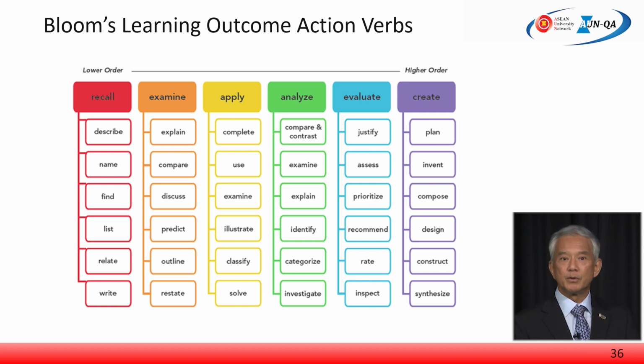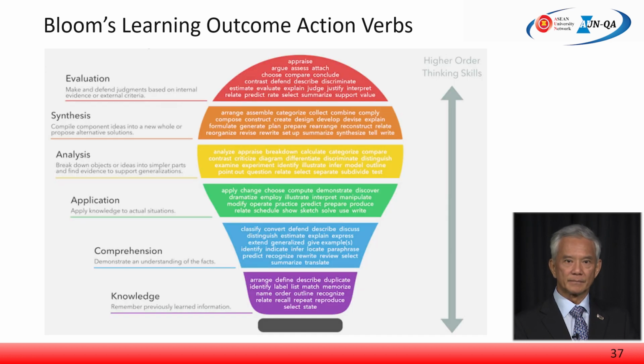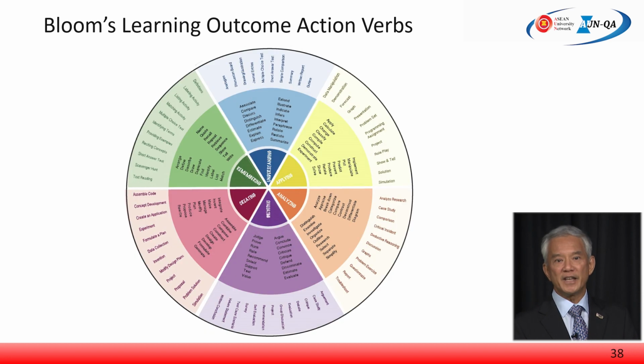There are many Bloom taxonomy action verb tables. This is one. This is another, in the form of a light bulb. And yet another, this one in the form of a wheel. Feel free to use whichever action verb chart suits your needs.